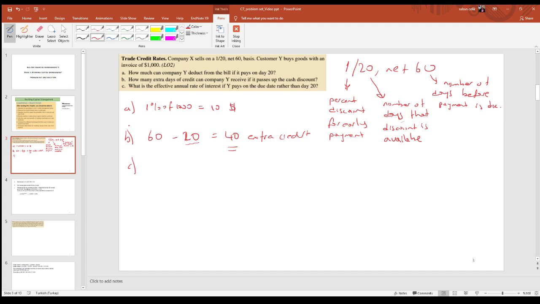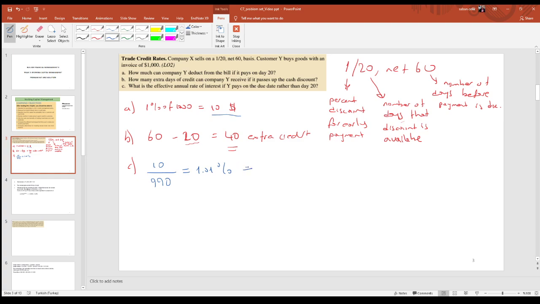So C, what is the effective annual rate of interest if Y pays on the due date rather than day 20? What is the amount of discount we calculated here? $10. So if the company utilizes this discount, they are going to pay $990. So the discount divided by $990 will be equal to 1.01%.